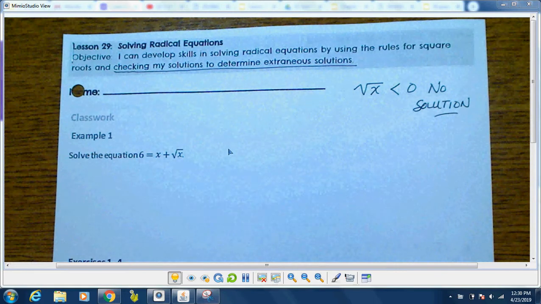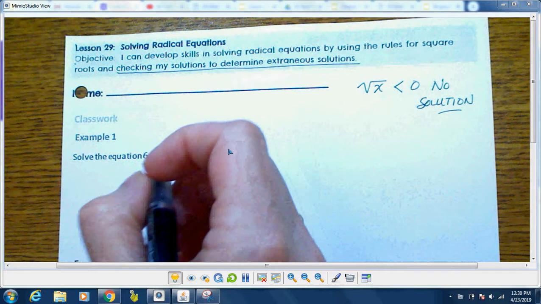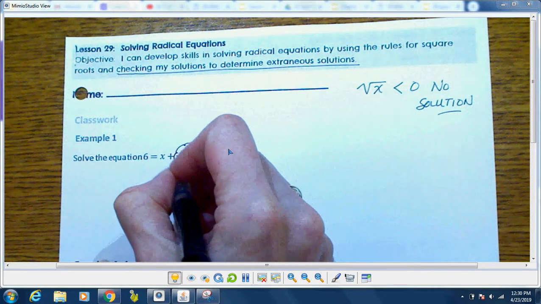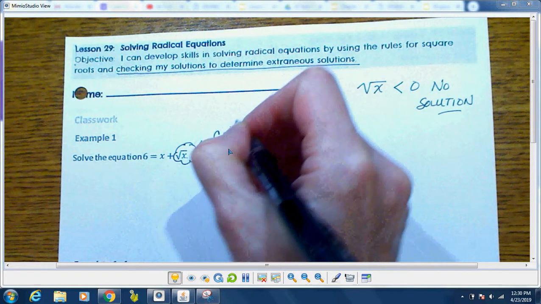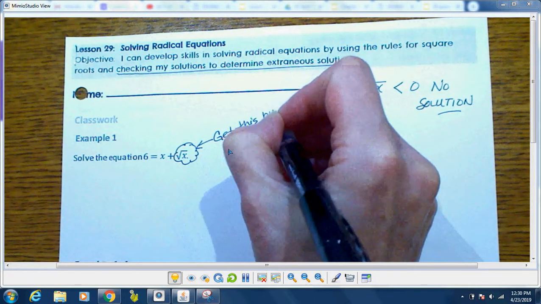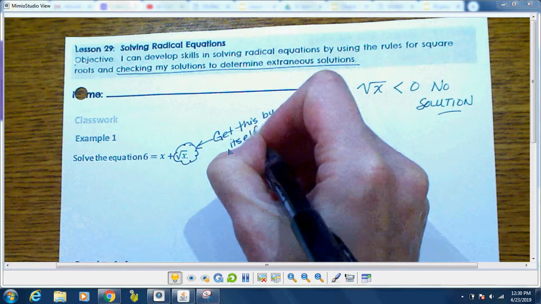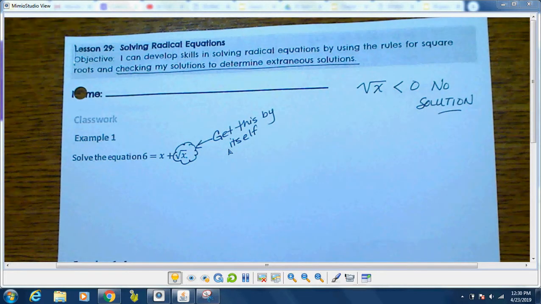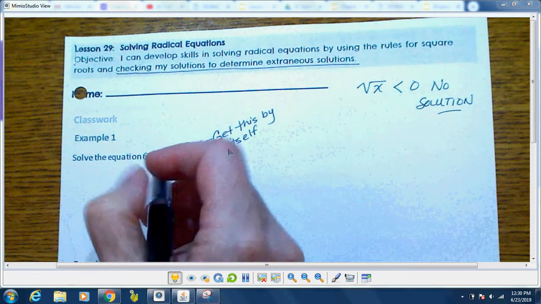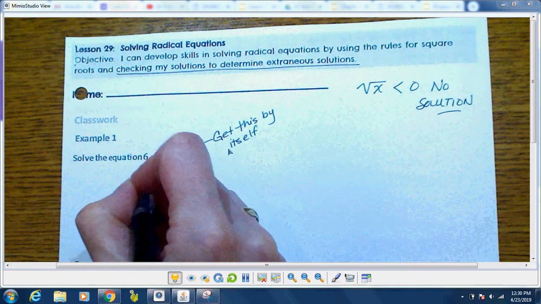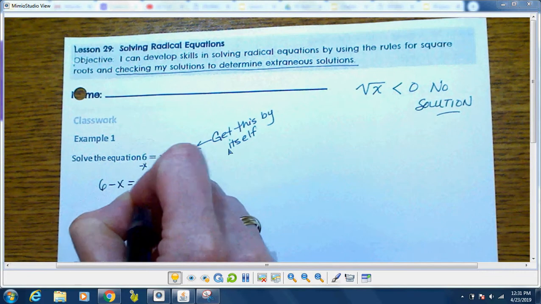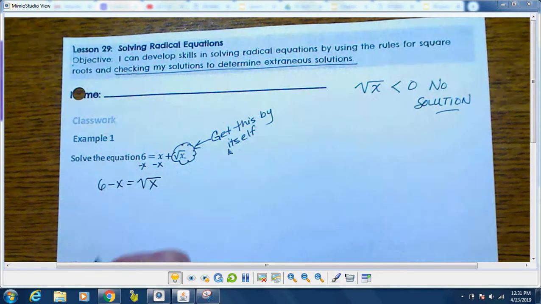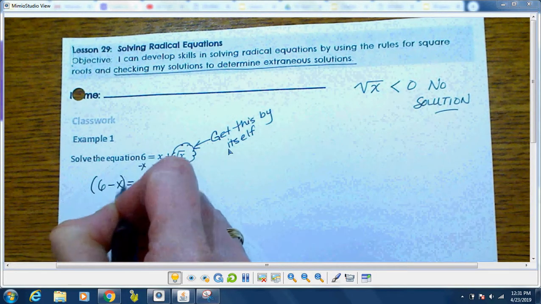Okay, so example 1. To solve the equation 6 equals x plus the square root of x. So a big hint for all of these problems is you want to get this by itself as much as possible. Anytime you have a square root, you want to get that by itself. So to do that, I'm going to subtract x from both sides, and I get 6 minus x equals the square root of x. Now to get rid of that square root, I'm going to square both sides.